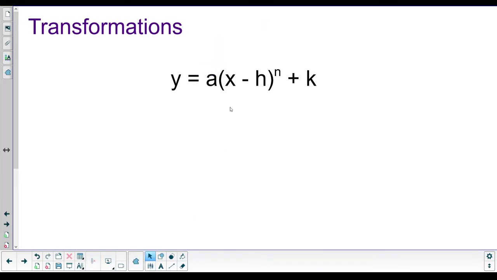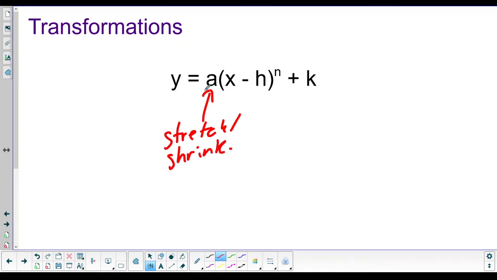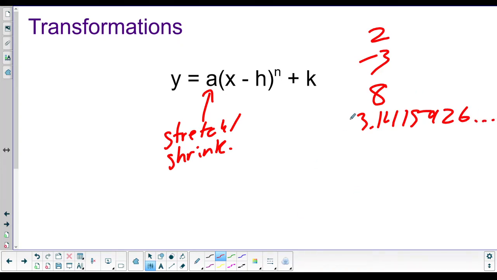So A is going to do two things. It can stretch or shrink our graph. And it will do that by being a number. You're going to say, isn't everything a number? And what I mean by that is the value of A, like if it's 2 or -3 or 8 or 3.1415926... The value of this, ignore the sign, just the number itself will determine how much it's stretched or shrunk.